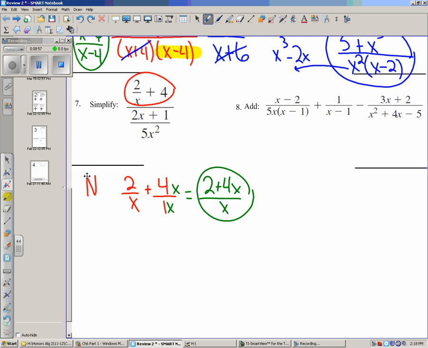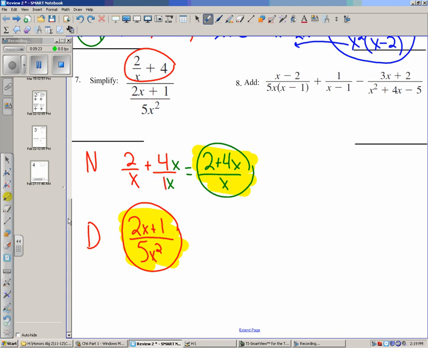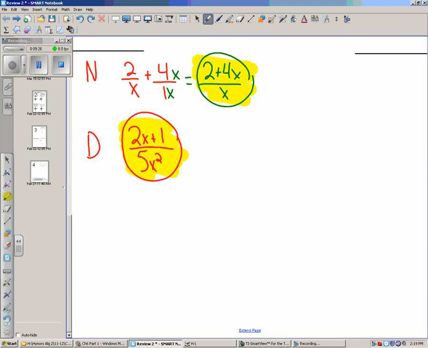When I go to the denominator and I look at the 2x plus 1 over 5x squared, this already is just one fraction. So that saves me a lot of time. So now I'm going to take the new numerator and I'm going to divide it by the new denominator, or actually the old denominator. But when I do that, I'm going to remember that I'm just multiplying by the reciprocal. So here's my numerator. And now I'm going to multiply it by the denominator's reciprocal.